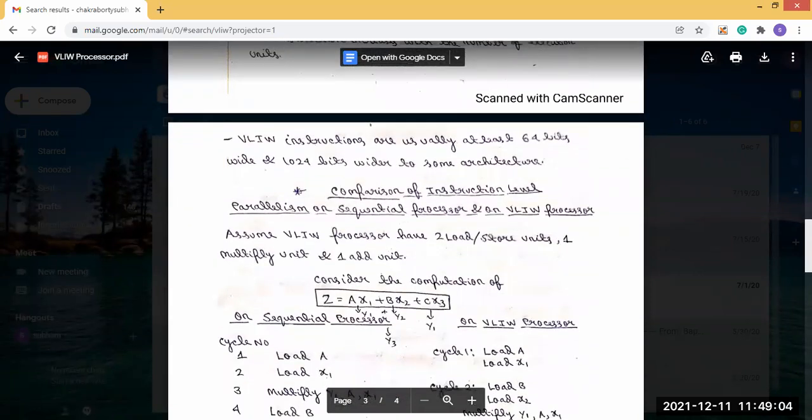Now we will see the comparison of instruction level parallelism on the sequential processor and the VLIW processor. We will see how the sequential processor works to execute this instruction level parallelism, and how it will be done with the VLIW processor.